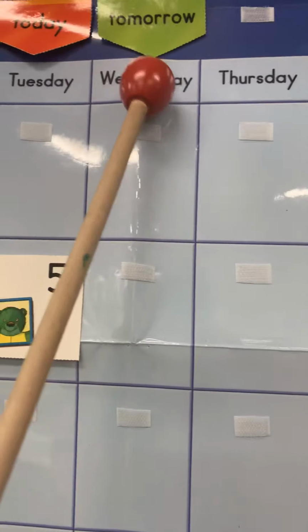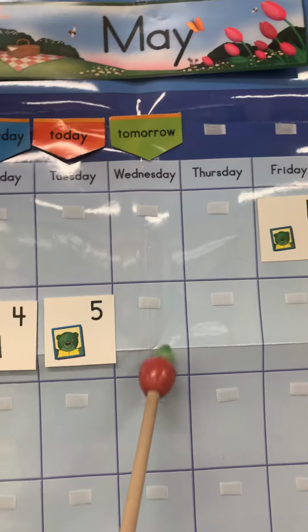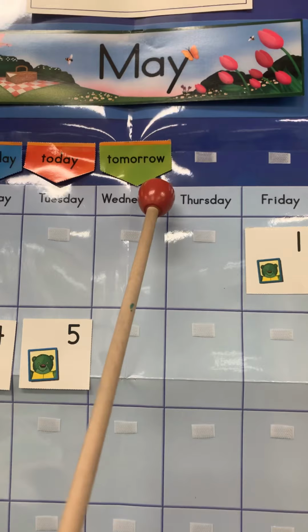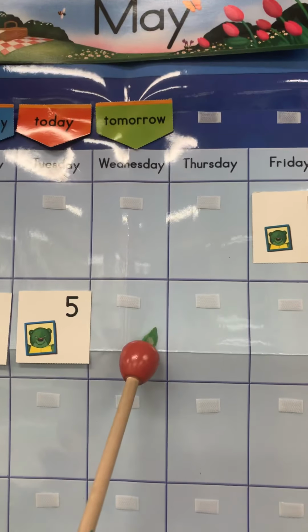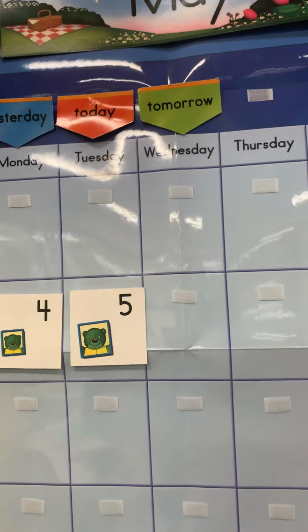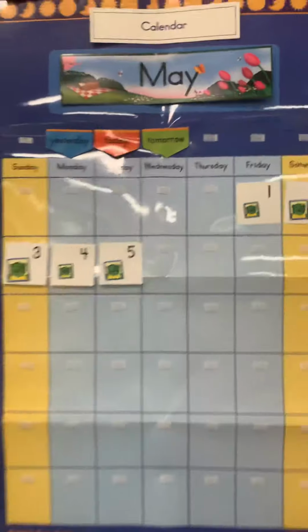Yep. So we know that tomorrow is going to be Wednesday, May 6th. Okay, let's say that together. Tomorrow will be Wednesday, May 6th. Now we'll put on our number card for May 6th tomorrow, but that's good for now. Good job on calendar, you guys.